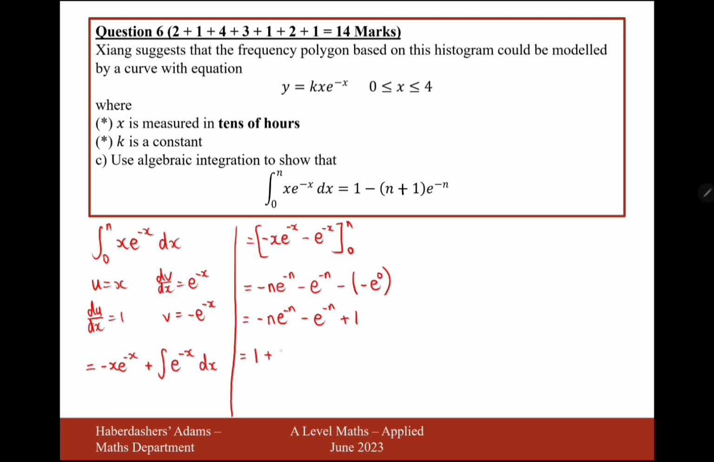Let's factorize e to the minus n first. So that's going to be minus n minus 1. And the final step then is I'm going to move out a negative from this bracket to the front. So it'll be minus (n plus 1) e to the minus n as required.